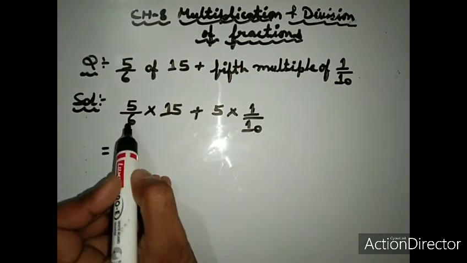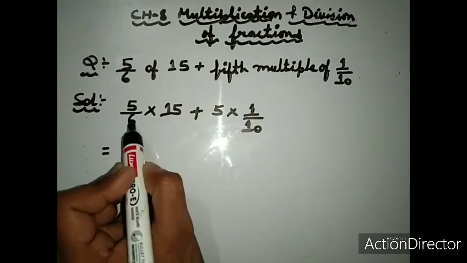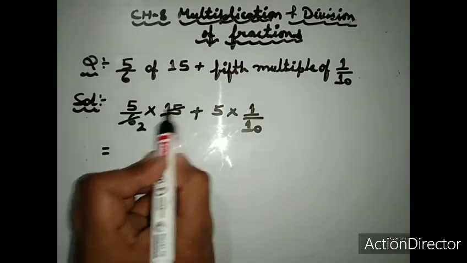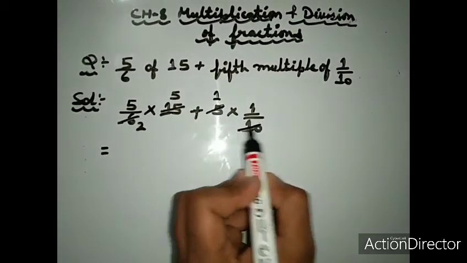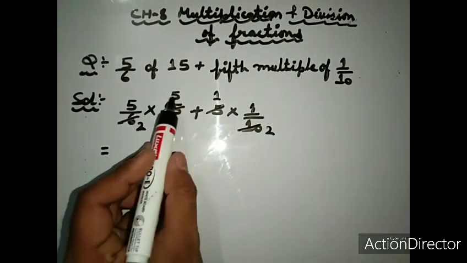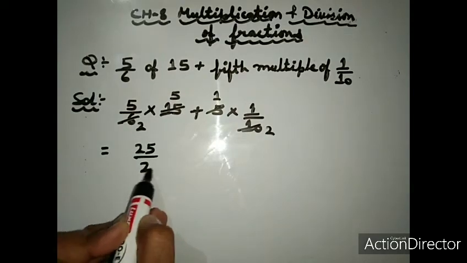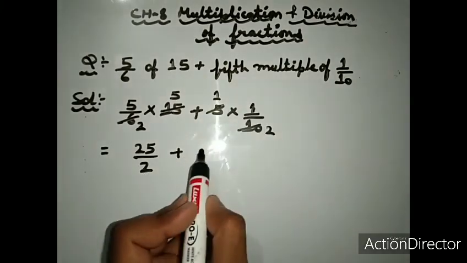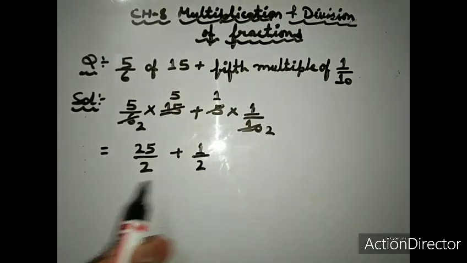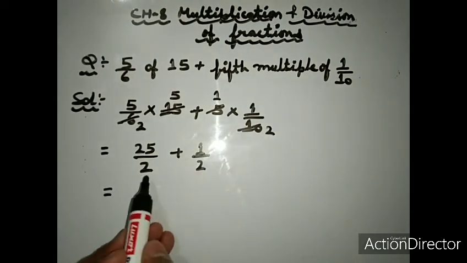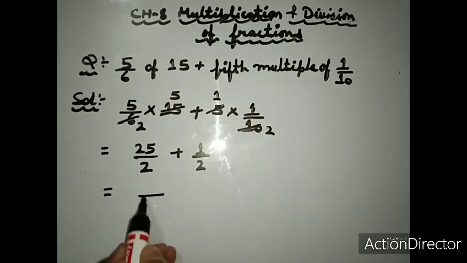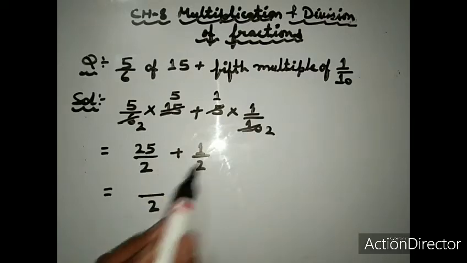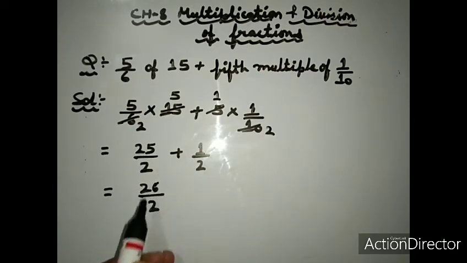Now 6 and 15, these both numbers are divisible by 3. 3 2s are 6 and 3 5s are 15. Now this 10 is divisible by 5. 5 1s are 5 and 5 2s are 10. So here we write 5 5s are 25 upon 2 plus 1 1s are 1, and here we write 2 as a denominator. Now you all know that in like fractions, we add numerators and take the common denominator. So here we write 2 as a common denominator, and 25 plus 1 is 26, right?